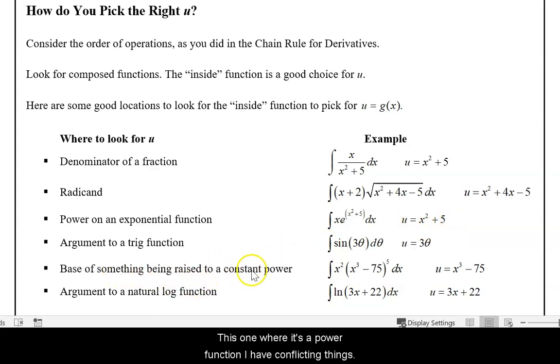In this one, where it's a power function, I have conflicting things. I have here a simple x being raised to a second power, which might make x a decent choice of U, but I also have in parentheses x cubed minus 75, and that whole binomial is raised to the 5th power. In this case, I would look for the more complicated thing, and its inside is x cubed minus 75. That makes it the more likely choice for U.